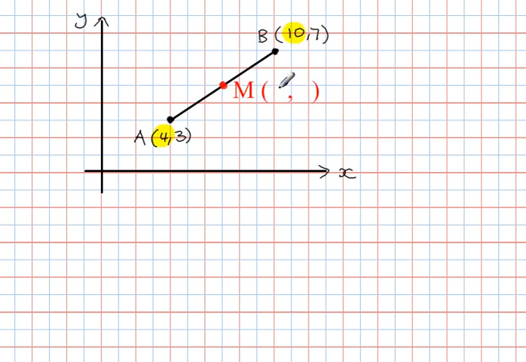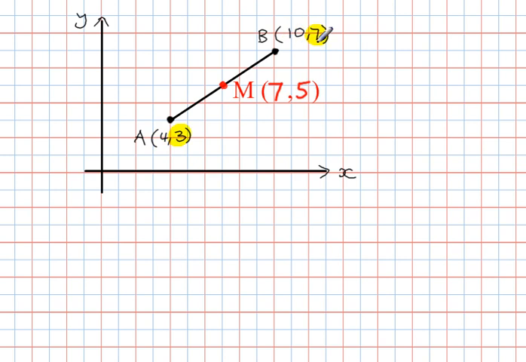The x-coordinate for the midpoint comes from the x-coordinates for A and B. So if you look at the 4 and the 10, we're looking for the average of those two numbers. So 4 plus 10 is 14, and then halve that gives you 7.